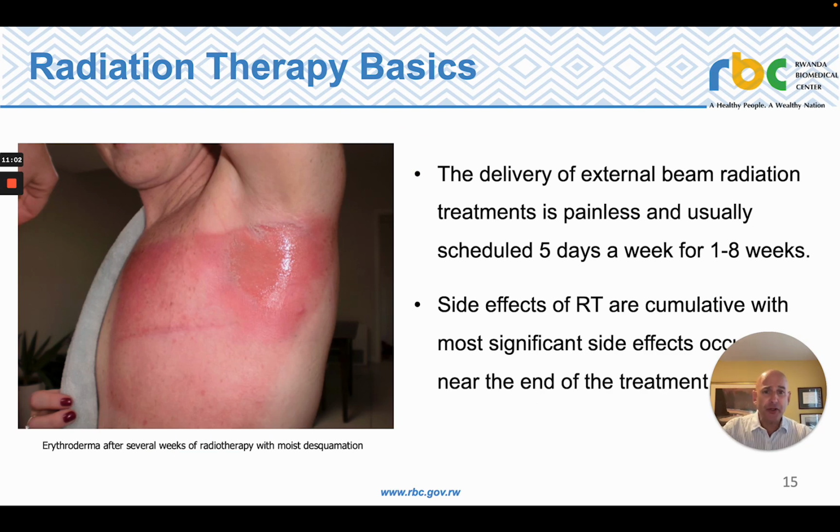The delivery of external beam radiation treatments is painless. It usually takes a few minutes each treatment when you're talking about external beam, and it's usually scheduled for 5 days a week. As I said, depending on your fractionation schedule, it can be anywhere between 1 week long and 8 weeks long in some situations. It's also important to remember that side effects of radiotherapy are cumulative, with the most significant side effects occurring near the end of treatment.